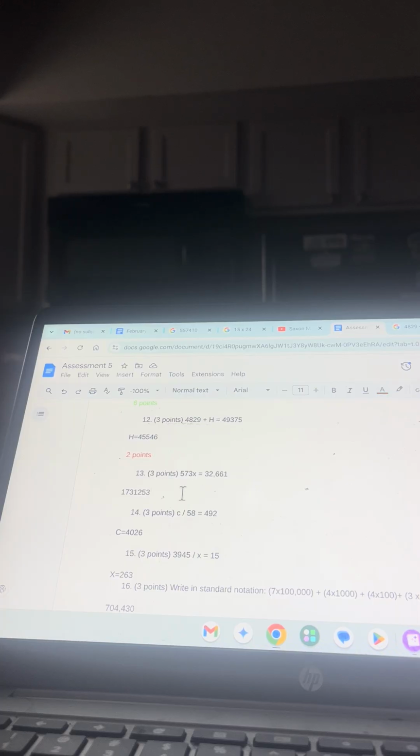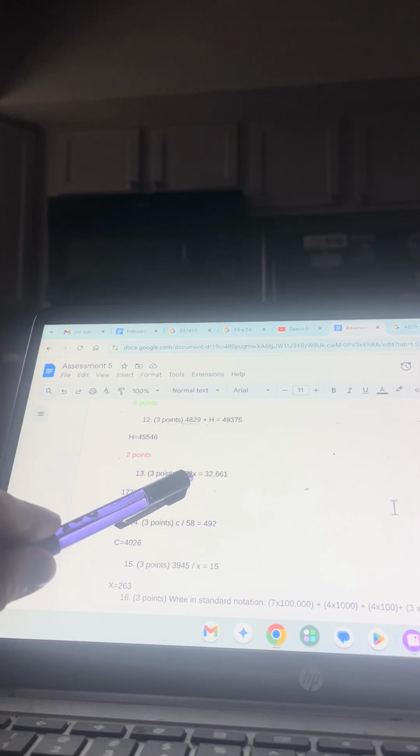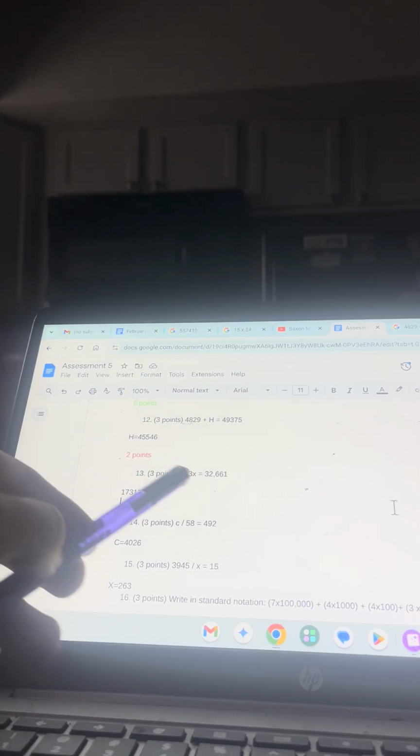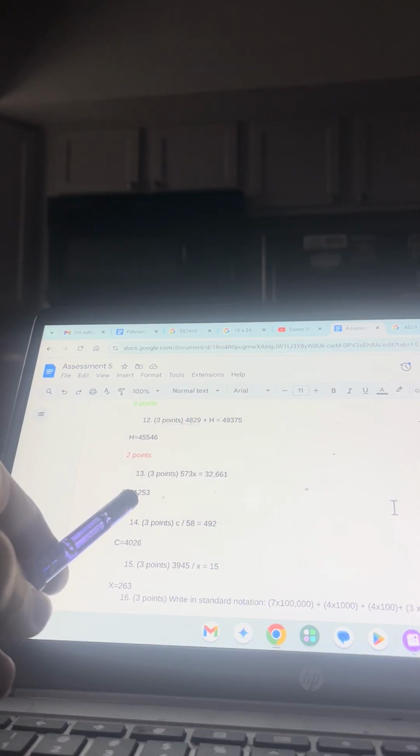How did you get such a big number on this one, Derek? Look, 573 times what gives you 32,661? 573 times 1,731,253 equals 32,661. I can already see this is wrong in my head. Look, 573 times 1 million and something should give you a number way over a million. You can't do 573 times a million and get 32,000. So I can already see this is incorrect.